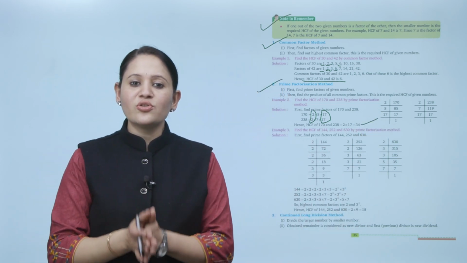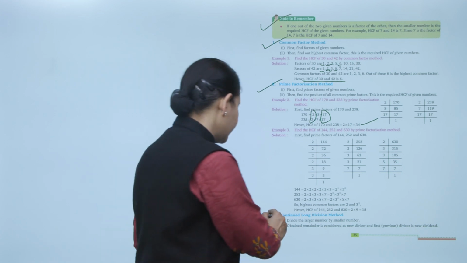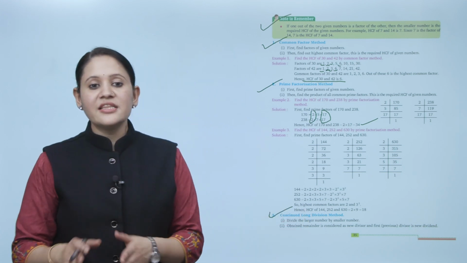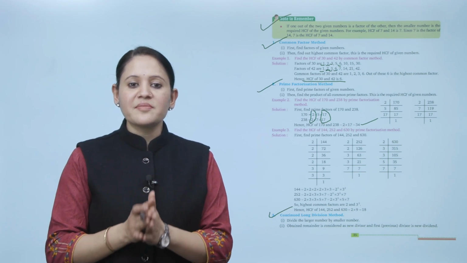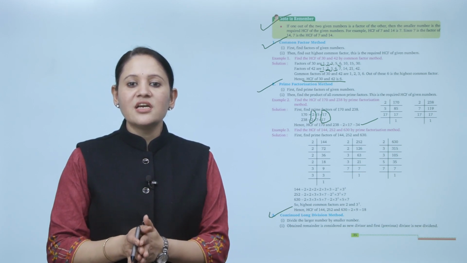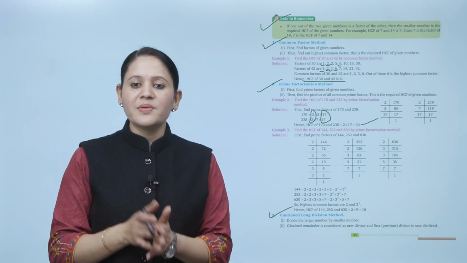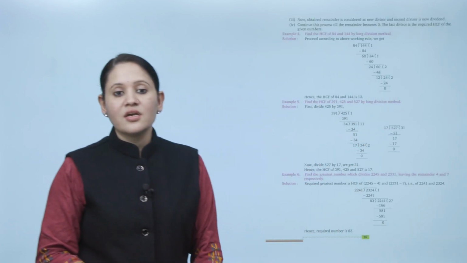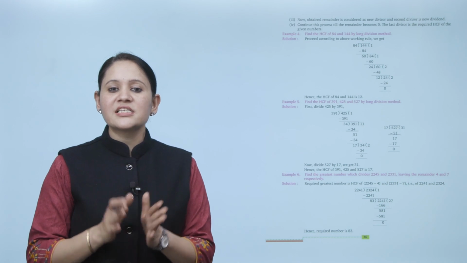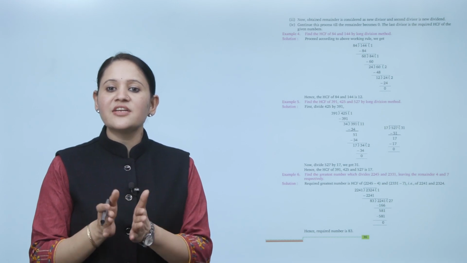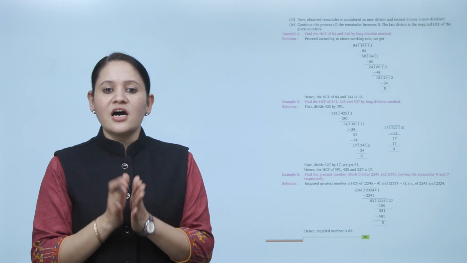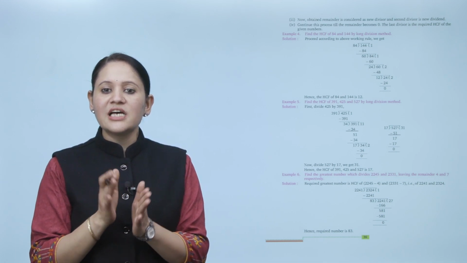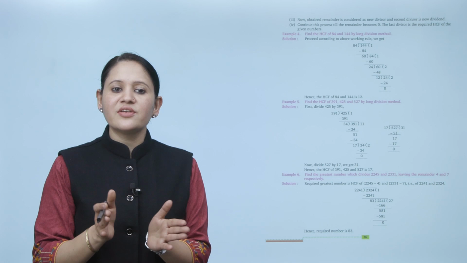Next is the continued long division method. In this method, we divide the larger number by the smaller number. The obtained remainder is considered to be the new divisor and the first divisor will be the new dividend. Clear? Now the obtained remainder is considered as a new divisor and the second divisor is a new dividend. Continue this process until the remainder becomes 0. The last divisor is the required HCF of the given numbers.